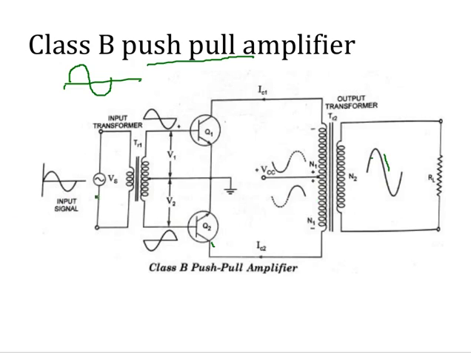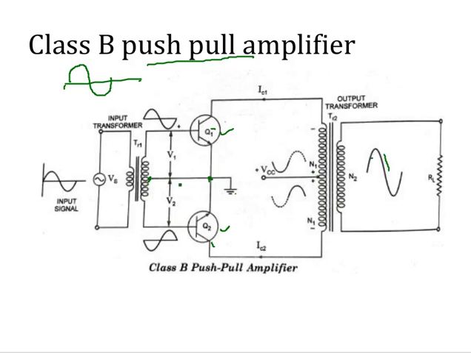Here you can see two identical transistors are needed, that is Q1 and Q2. The bases of these transistors are connected to the opposite ends of the secondary of the input transformer TR1. The load resistance RL is coupled to the collector terminals of the two transistors through the output transformer, which is TR2. The emitter terminals of the transistors are connected to the center tap of the secondary of the input transformer TR1.